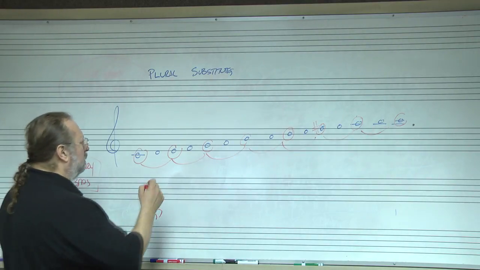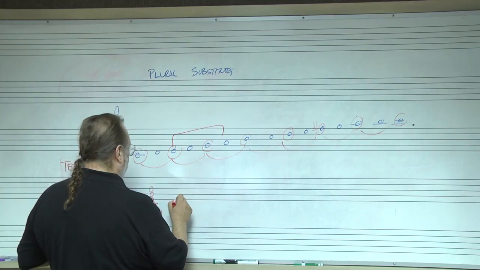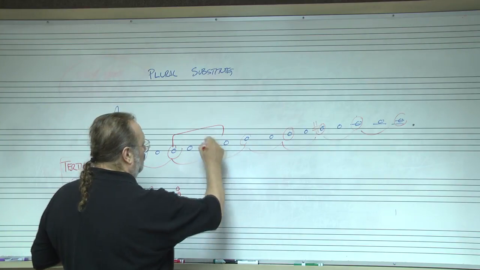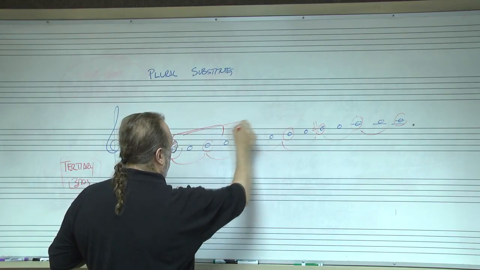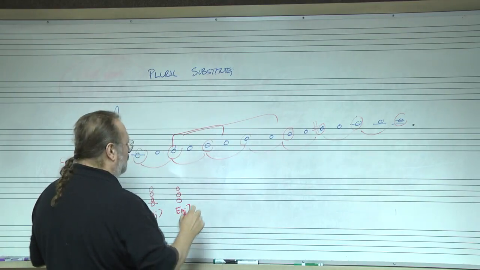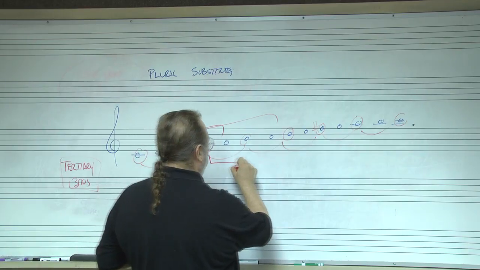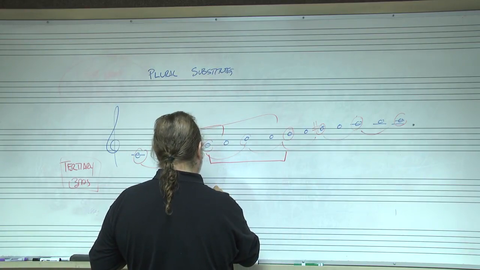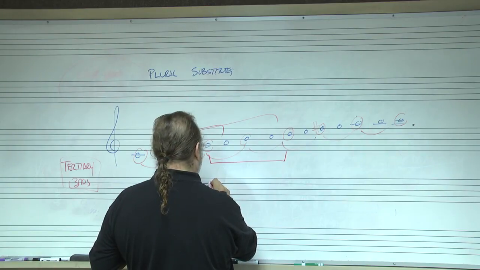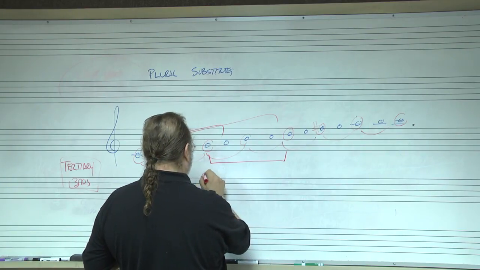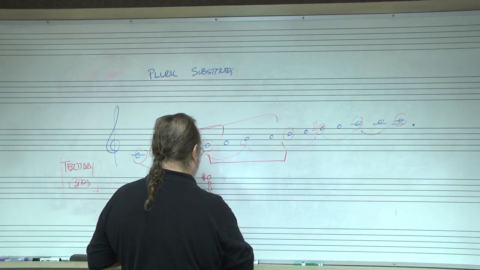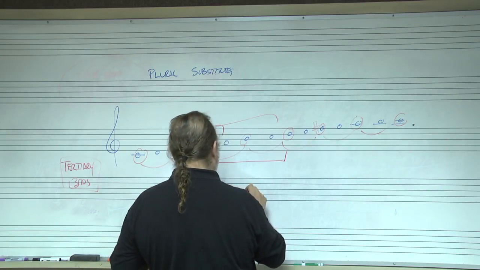If I started here, I'd get E minor, or E minor 7. Then I get this one, G, B, D, and up to C. Then you have the F sharp. Then you have the B.